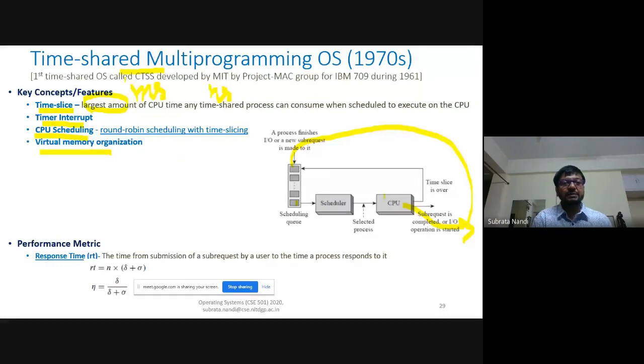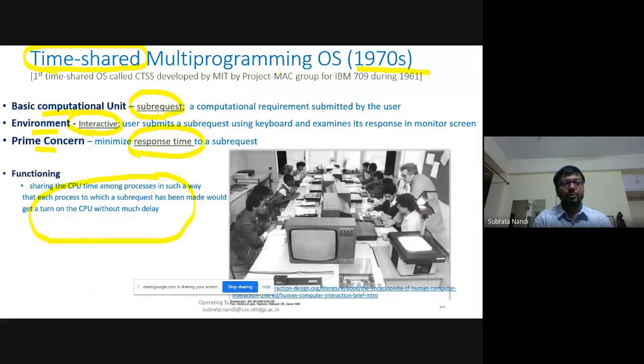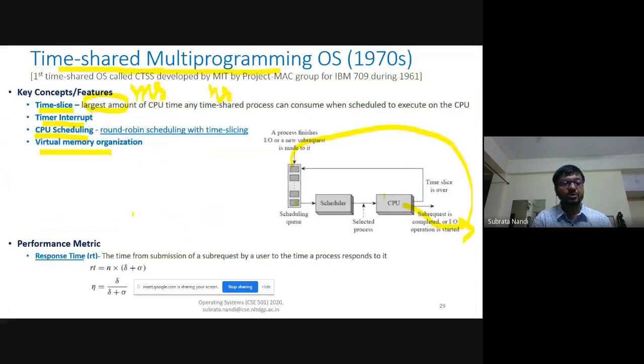So this is an example of the kind of operating systems that we still use these days in our desktops, the desktop operating systems, and even server-based operating systems. While talking about process management, we'll be mainly focusing on this time shared multiprogramming OS. So try to recall the computational unit, the environment, prime concern, and all this, because most of our discussions will be based on this.